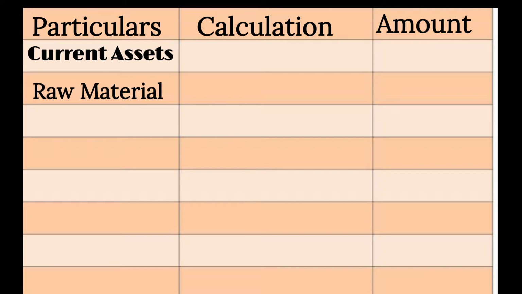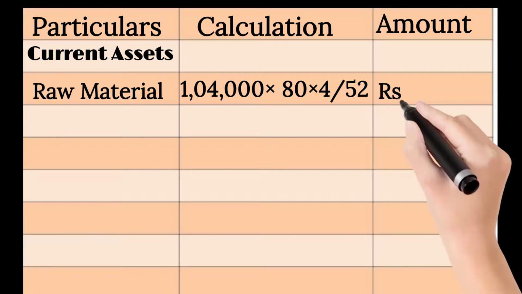So the total production is 1,04,000 units, and you need to produce the whole, whether it is cash or credit. So total production 1,04,000 into price of raw material, which was given as rupees 80, into the lag of 1 month. We have converted 1 month into 4 weeks. So 1,04,000 into 80 into 4 divided by 52 gives us current asset of raw material as rupees 6,40,000.